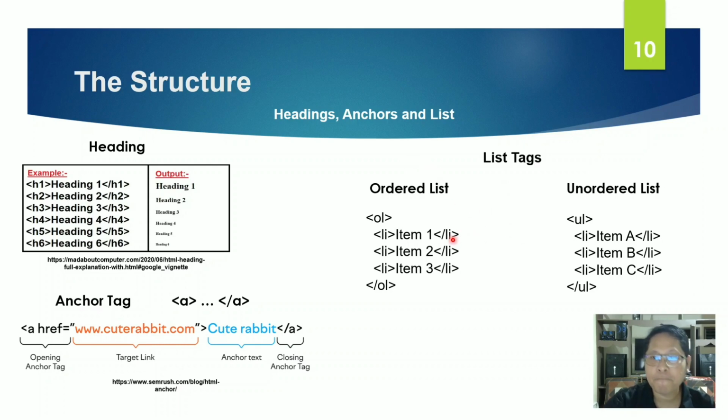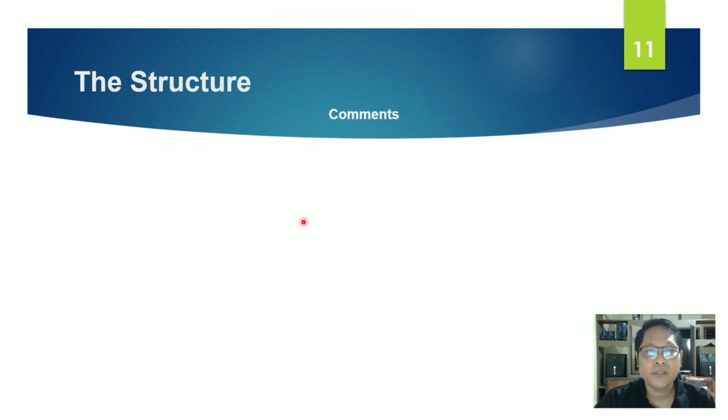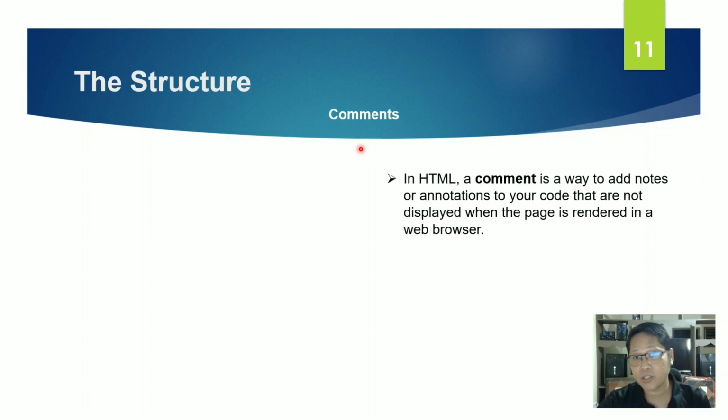Okay, so next, we will be talking about comments. In HTML, a comment is a way to add notes or annotations to your code that are not displayed when the page is rendered in a web browser. Comments are useful for leaving explanations for yourself or other developers, providing context, or temporarily disabling code.